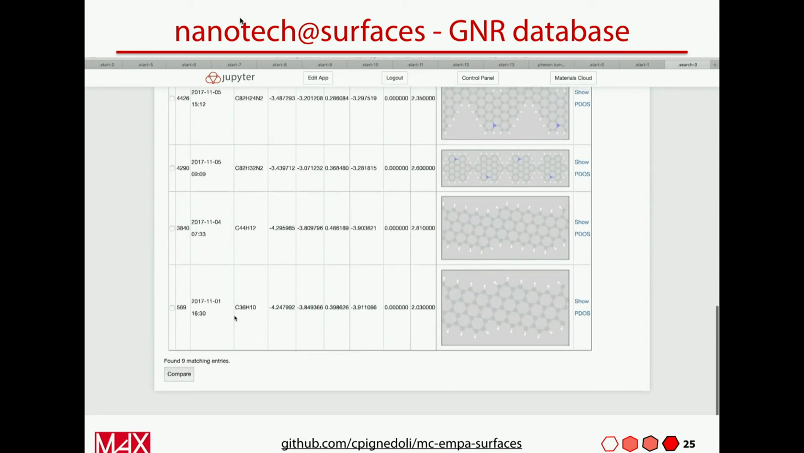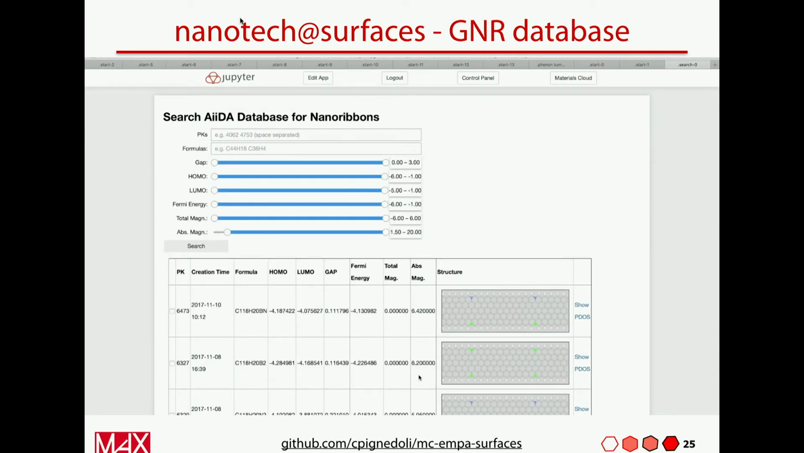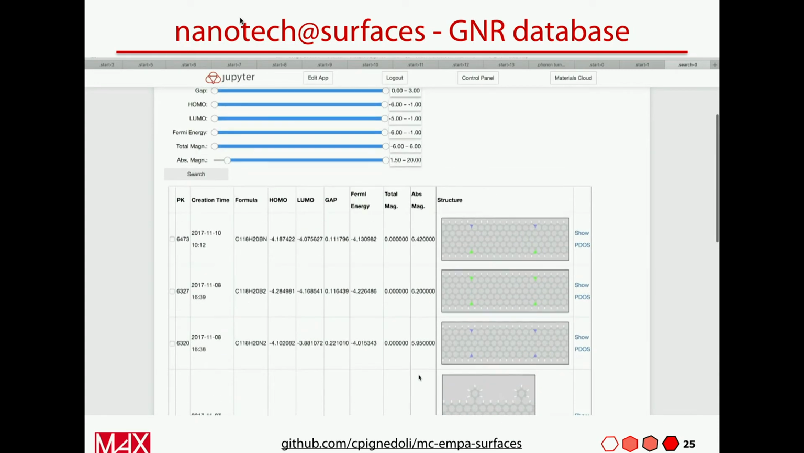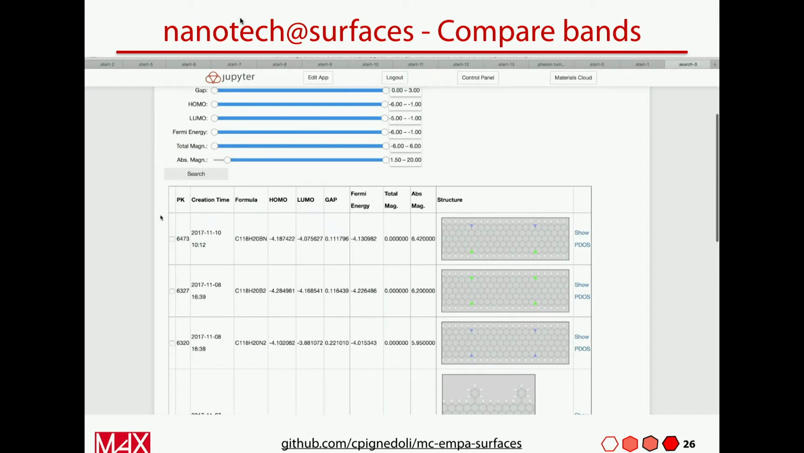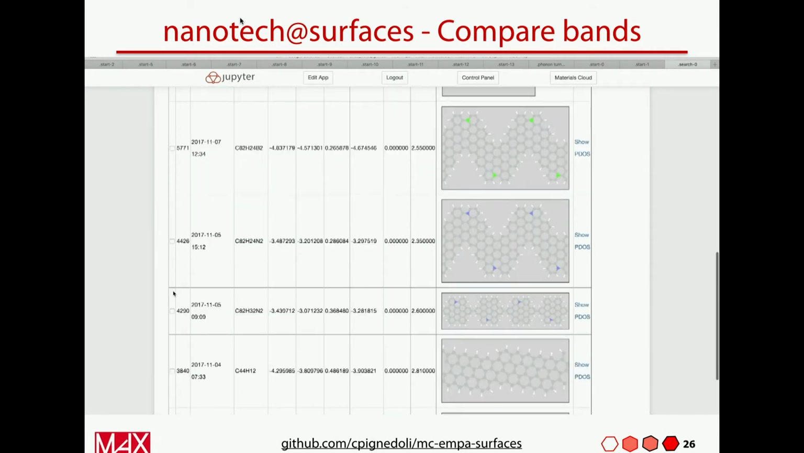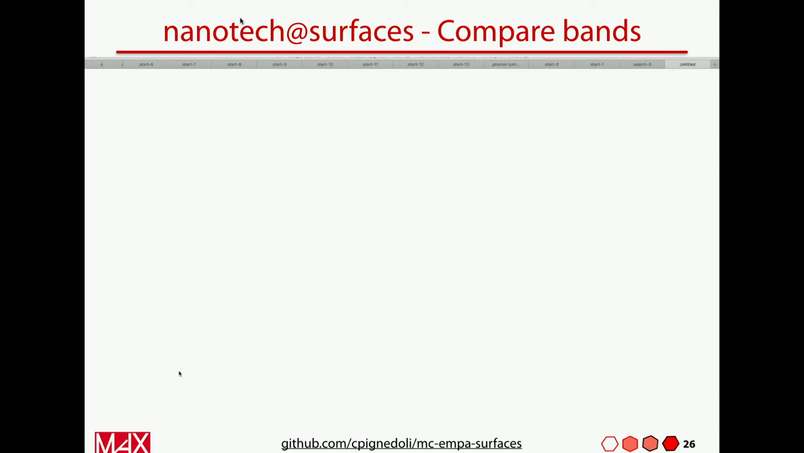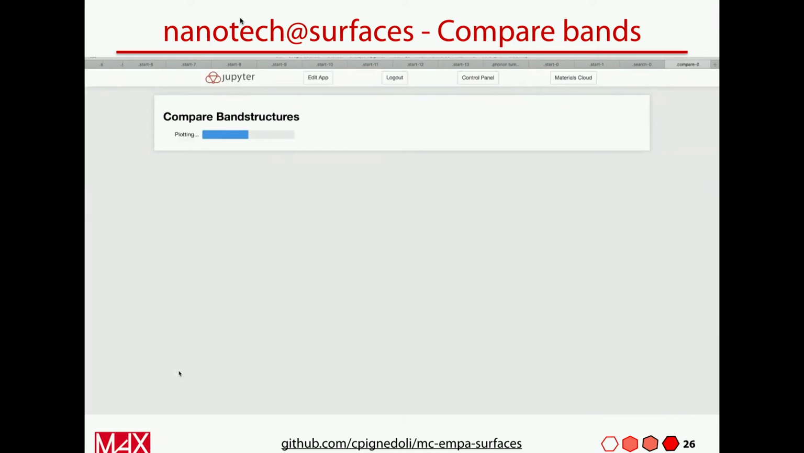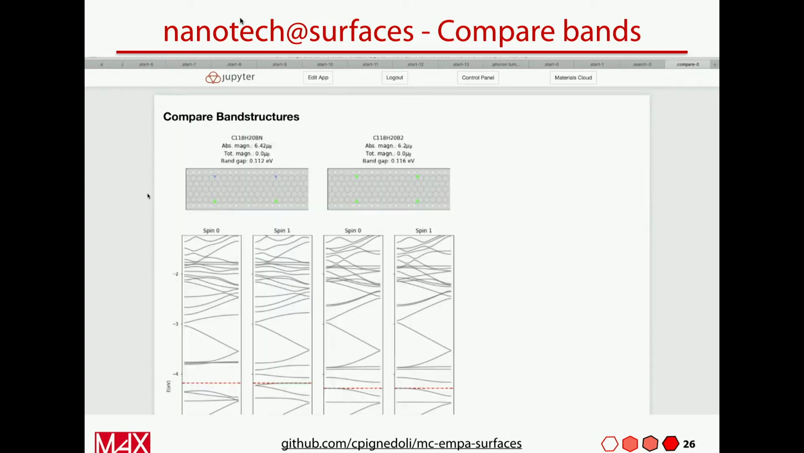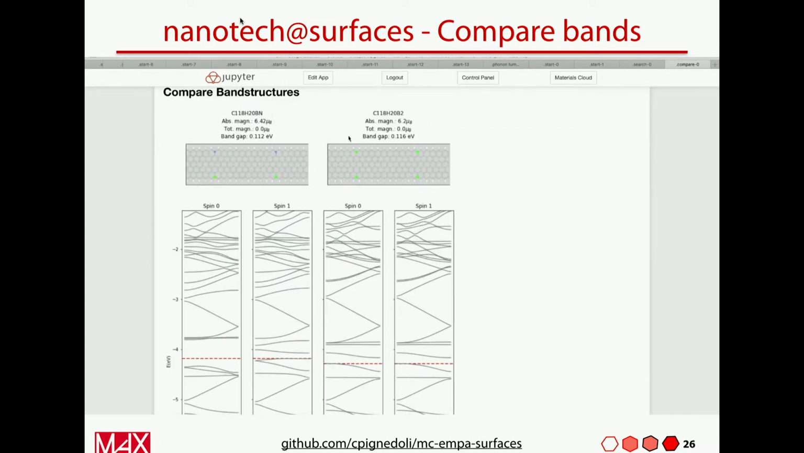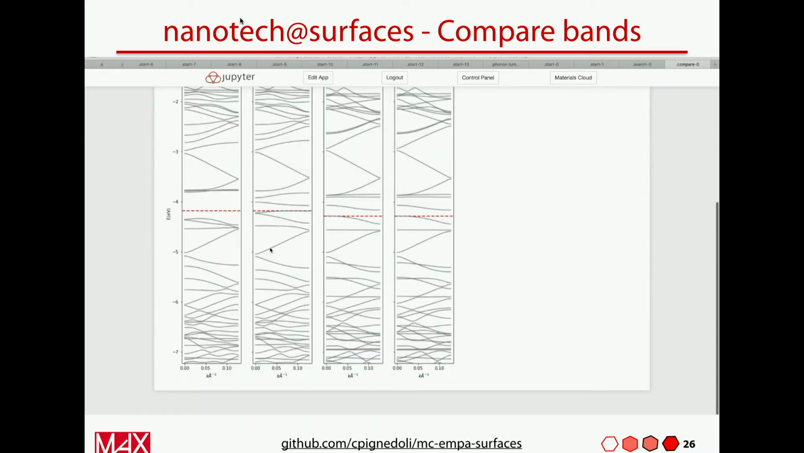So this is a very specific user interface for this use case, right? You see the structure of the nanoribbon and a few properties. Now you can interactively explore some of the properties of these nanoribbons. For example, you can compare the band gap of these two nanoribbons. Click compare. It starts a small calculation that runs, I think in this case, directly on the virtual machine, which simply plots the two band structures side by side together with the Fermi level.